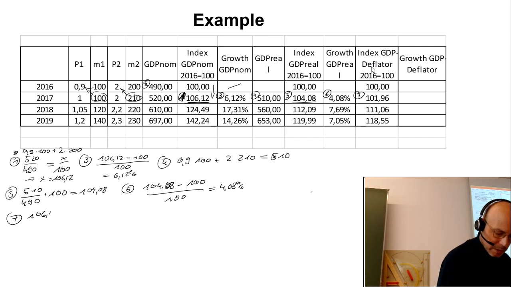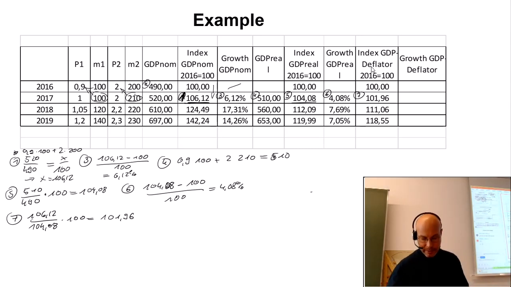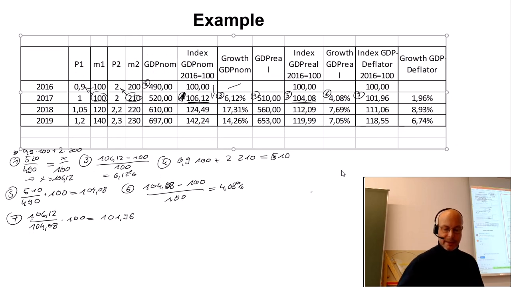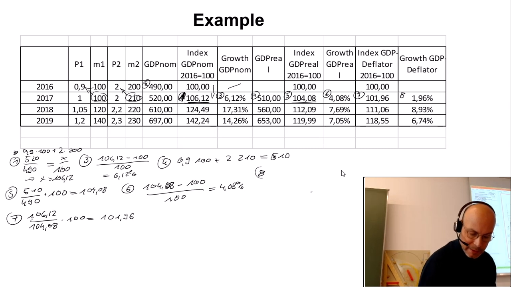So 106.12 over 104.08 times 100 is 101.96. So, and of course, growth rate. So what was the price effect? The price changes. Again, the same as before. This is then 101.96 minus 100 over 100 is 1.96%.